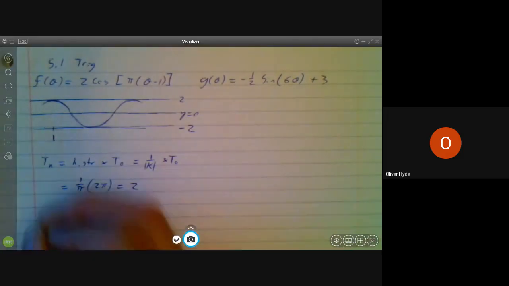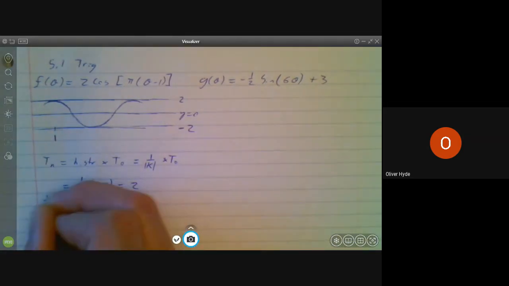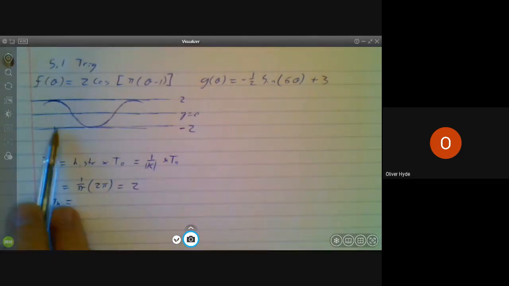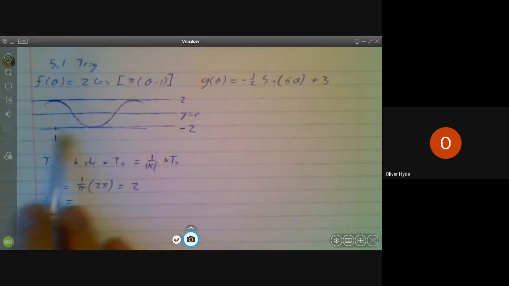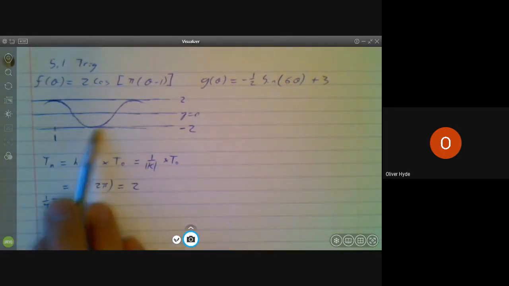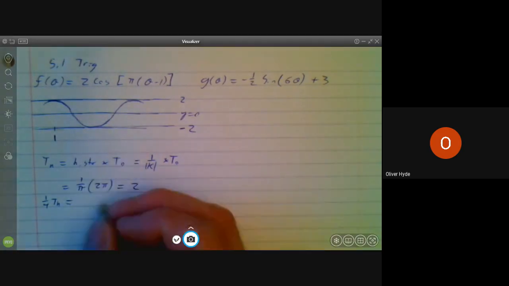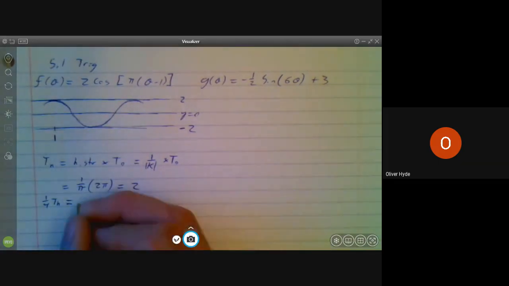Having the full period is useful, but I kind of like having the quarter period. Because this change in my independent variable is 1 full period, but I want to label these key points, and those occur quarter periods apart. So the quarter period in this case is going to be 1/2.